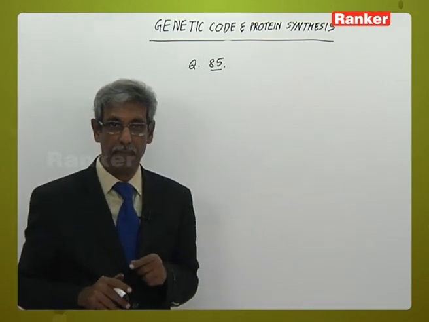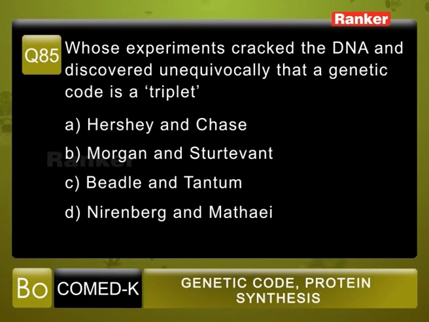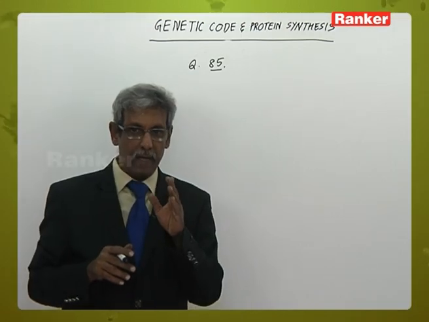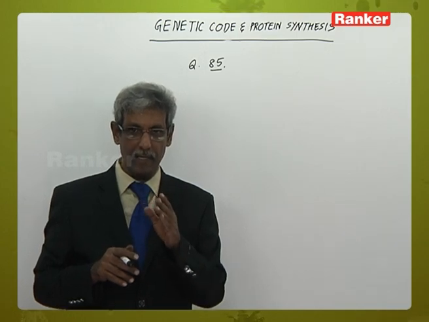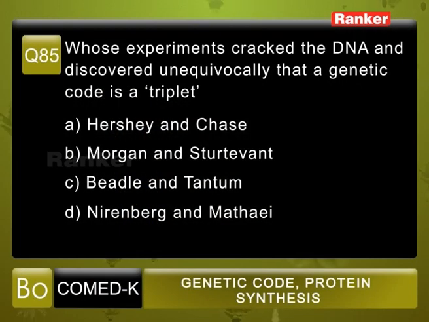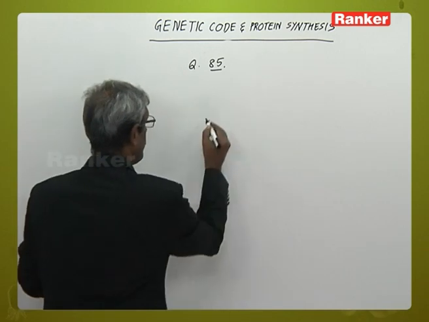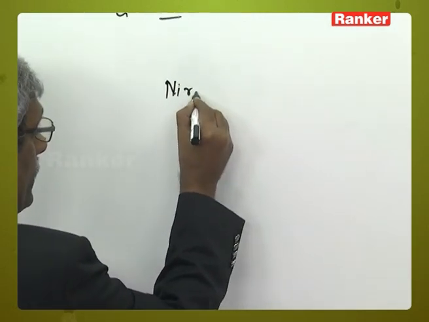Question 85. Whose experiments cracked the genetic code and discovered univocally that the genetic code is a triplet? The choices are A. Hershey and Chase, B. Morgan and Sturtevant, C. Beadle and Tatum, D. Nirenberg and Matthaei.